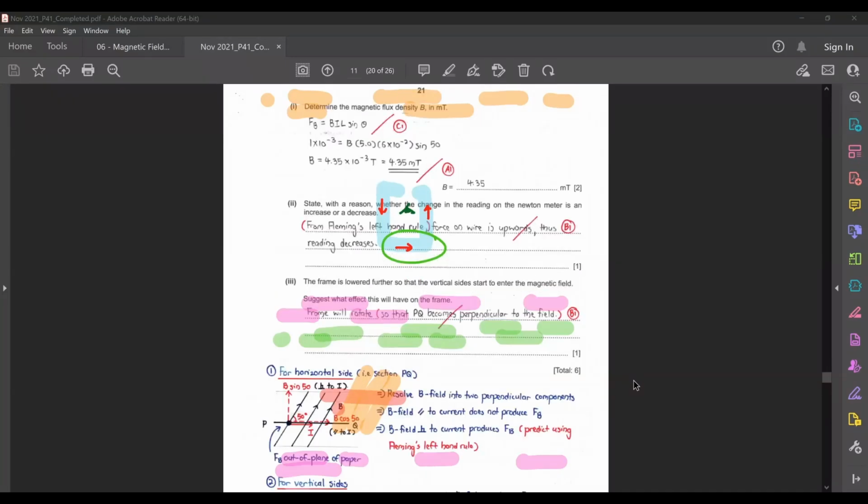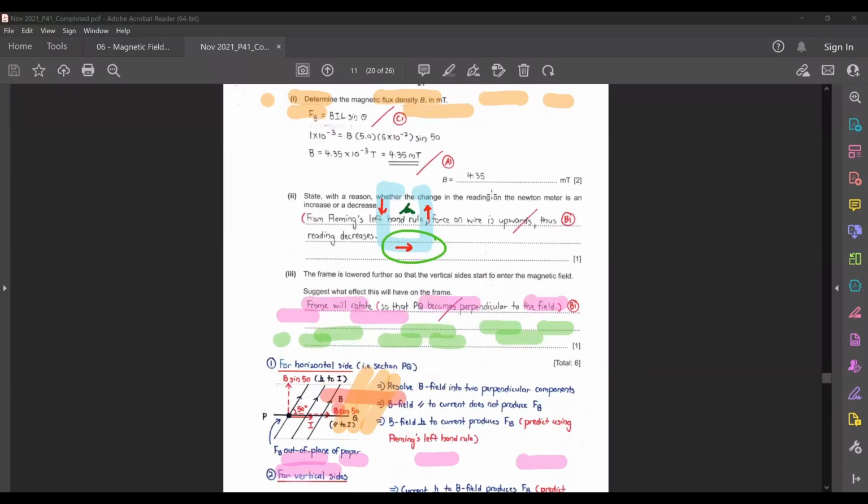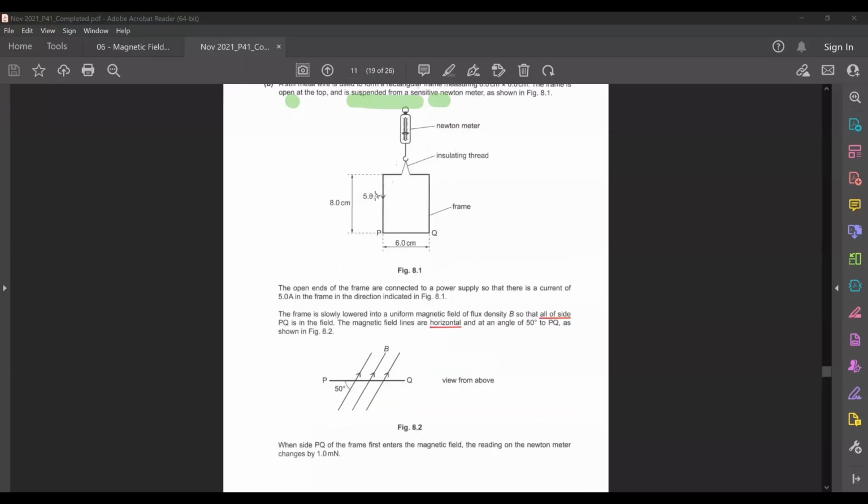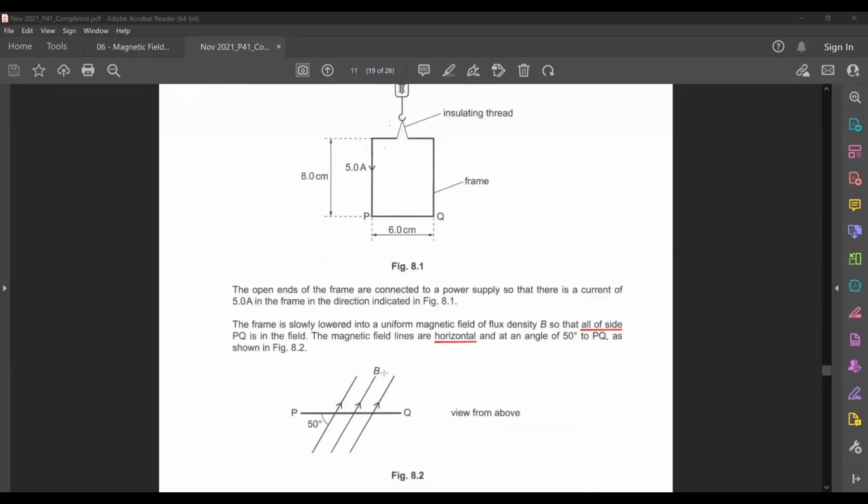If you move on to the first part of your question, they ask you to first determine the magnetic flux density B in millitesla. So look at the diagram here. From the second diagram that you have here, you can see that the direction of your magnetic field is in this particular direction. This is the direction of your B, and it's making an angle of 50 degrees to the horizontal. You can see that if this is 50 degrees, this one must also be 50 degrees.